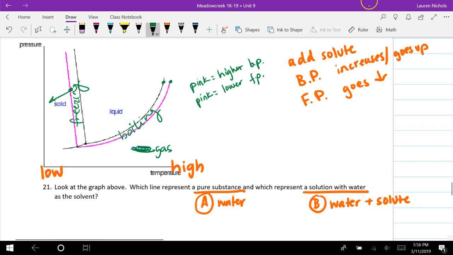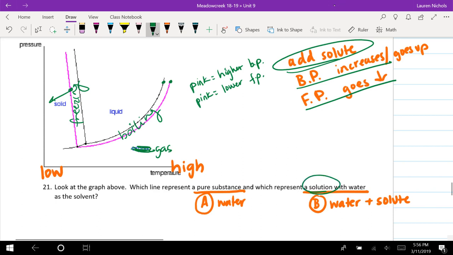Having a higher boiling point and a lower freezing point means that a solute was added. So that means the pink line is the solution, B, whereas the black line, A, is pure water.